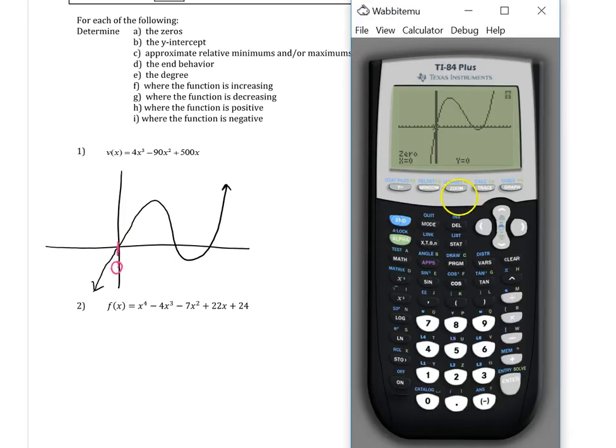And so I'd repeat this process to find the other ones. So second trace, option 2, max. You can also hit enter, or hit a value and enter to get a left bound, which actually was probably too close. Let me do that again.